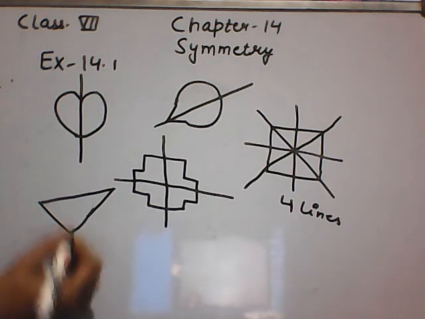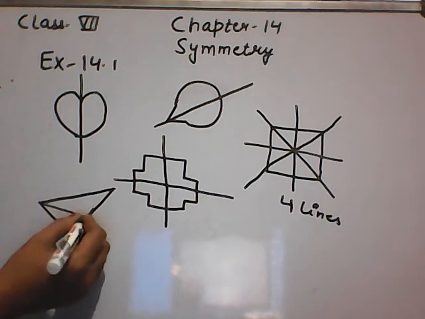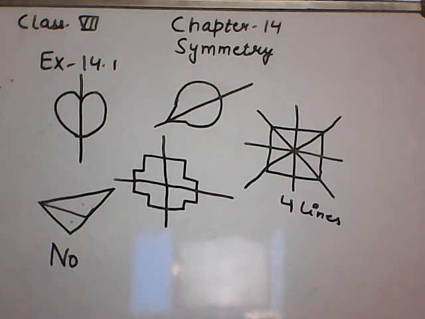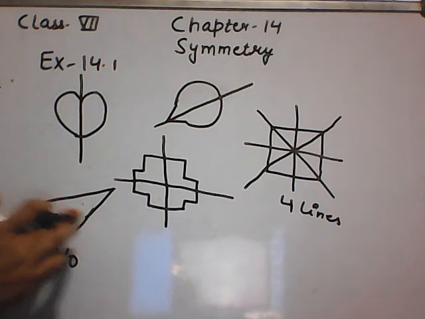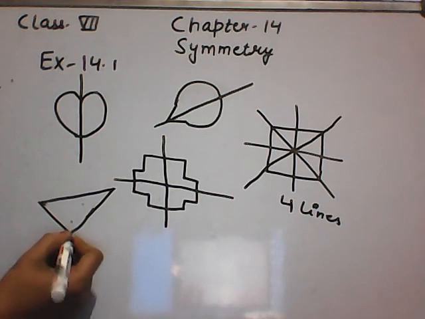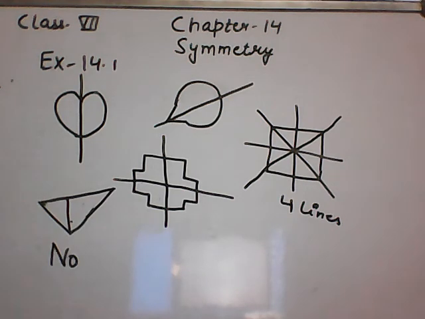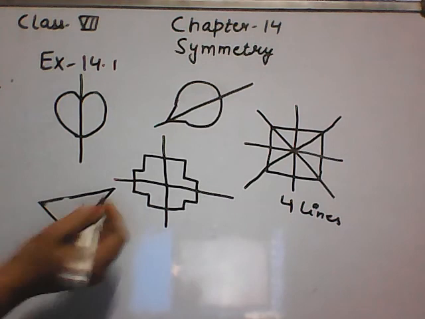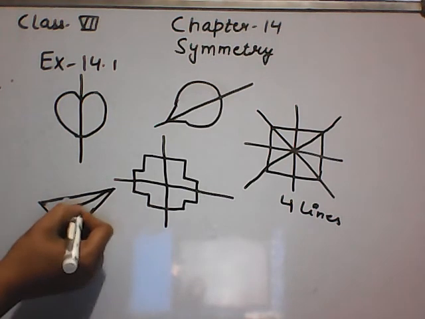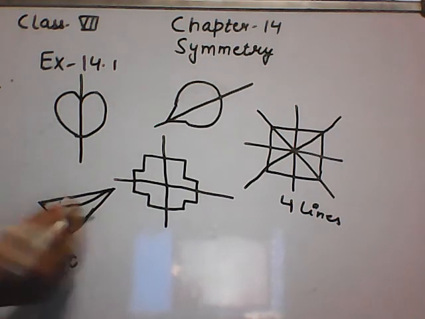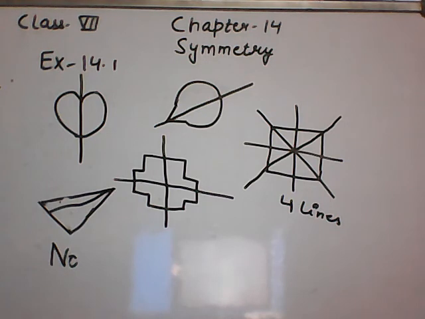If we divide this figure along this line, then the two parts do not overlap with each other. If we divide it along another line, the two parts do not coincide with each other either. So a scalene triangle does not have any line of symmetry. Let's move to the next question.